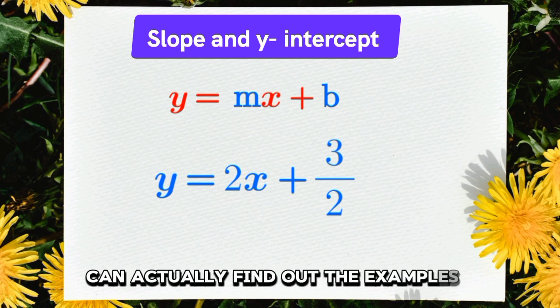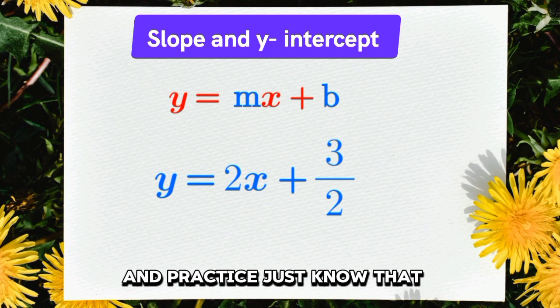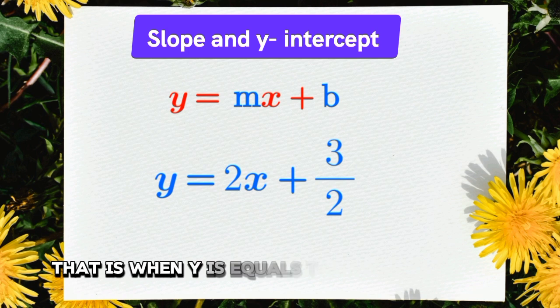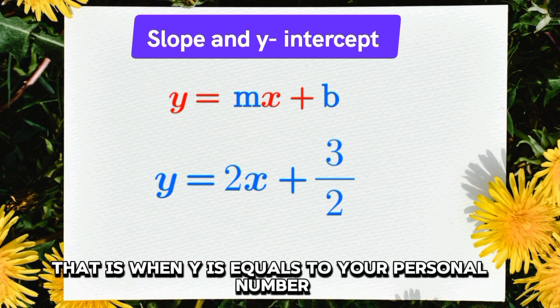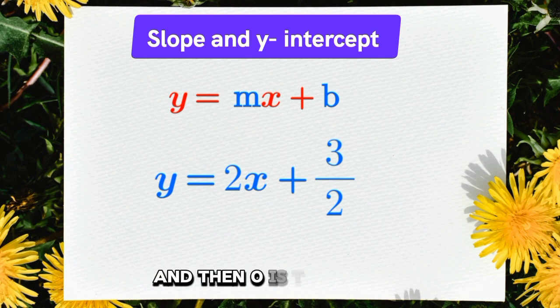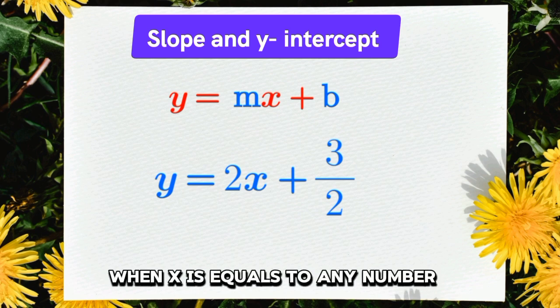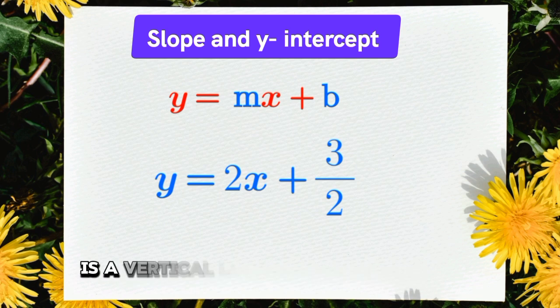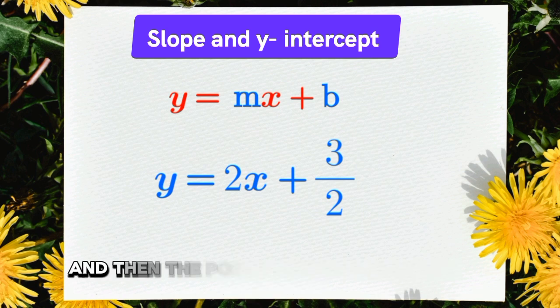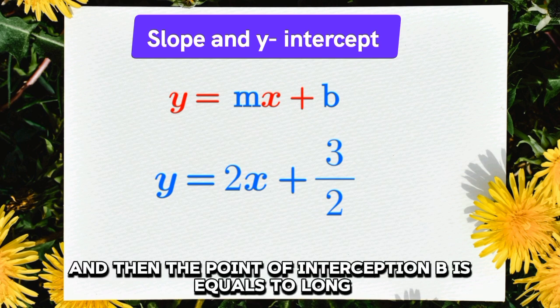You can find other examples and practice. Just know that when y is equal to a particular number, that number is the y-intercept b, and 0 is the slope. And when x is equal to any number, whether negative or positive, it is a vertical line, then the slope m is undefined, and the y-intercept b is equal to none.